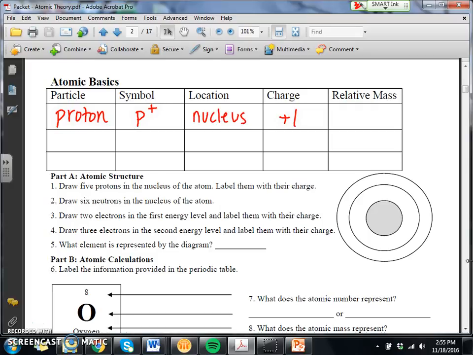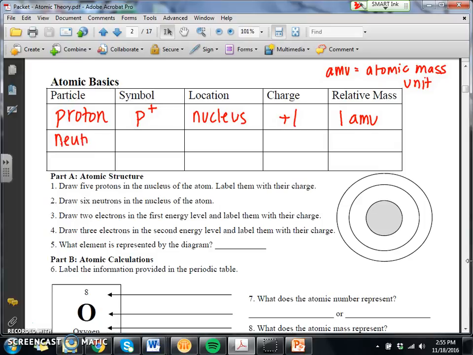Now, a proton has a mass of 1 AMU. An AMU stands for atomic mass unit. Atomic mass unit. So, that's what a proton is. It's in the nucleus, it's positive, it weighs 1 AMU. The next one we want to talk about is the neutron. Oh, let's make sure we spell the neutron correctly.